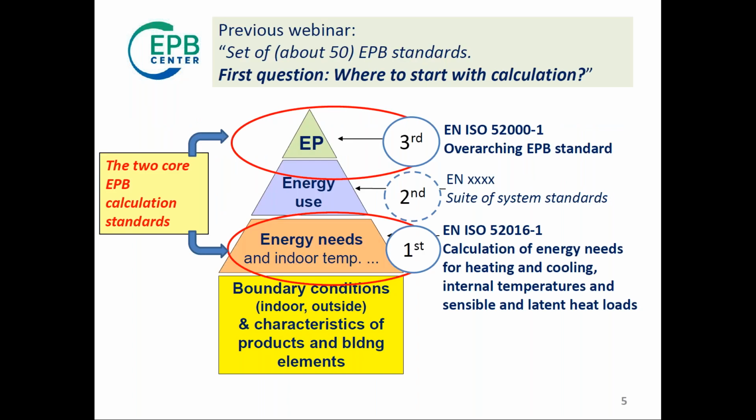So at the previous webinar, I asked as a first question, where to start with the calculation if you look at the set of about 50 EPB standards. And I explained that the most important standards if you want to start with the calculation are calculation of the energy needs according to EN ISO 52016. So it gives you the energy needs for heating and cooling and the internal temperatures in the building. And then the second core standard is EN ISO 52000 Part 1, overarching EPB standards.